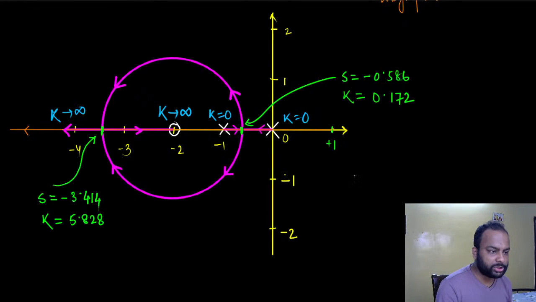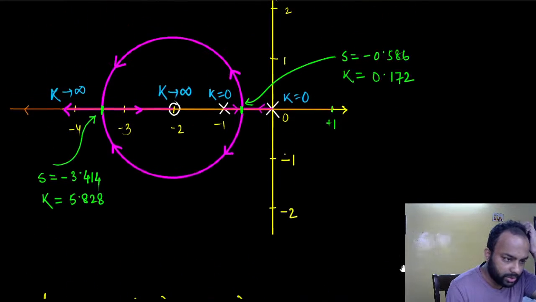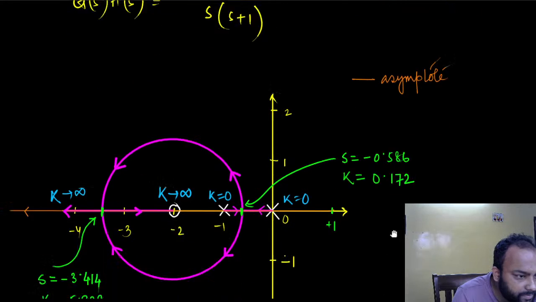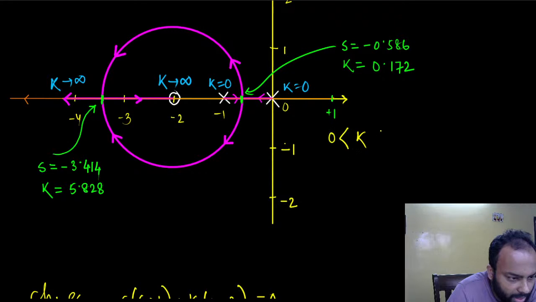So let me write down the story of this particular system. So we are saying that when k is between 0 and 0.172, it is overdamped.